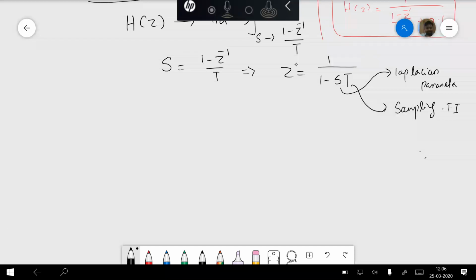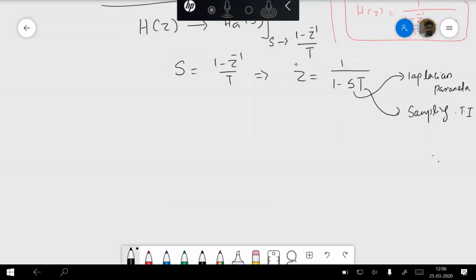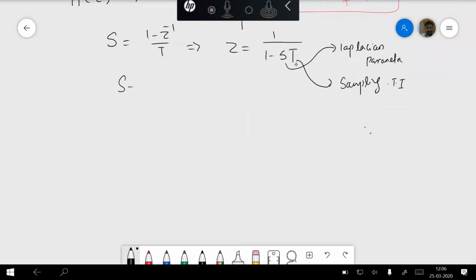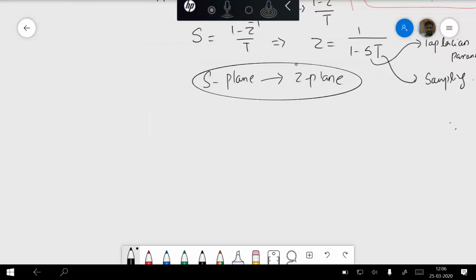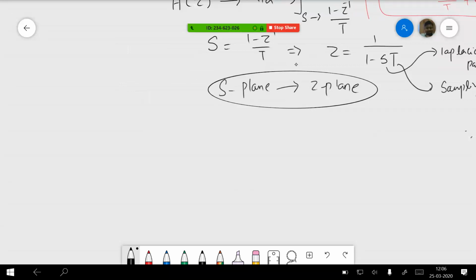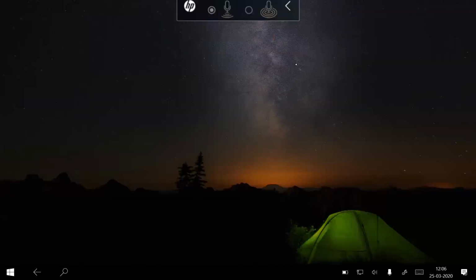So basically, we are going to establish a relation between S and Z, such that we prove that the mapping of the S plane to the Z plane, which is what we do in IIR filters, in the case of the approximate derivative method is a smaller portion. Okay, that's what we are checking.